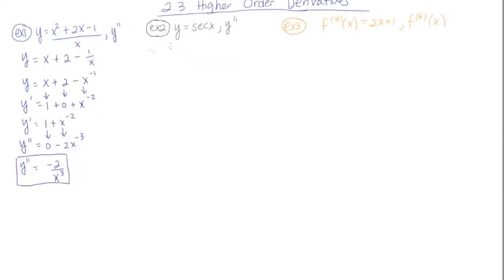Moving to example 2, we have a trig function, and we have to find the second derivative as indicated by this notation. So I'm going to start by finding the first derivative. And the first derivative from our last lesson is just going to be secant x tan x. Now, in finding the derivative of the derivative, we're going to need to use the product rule.